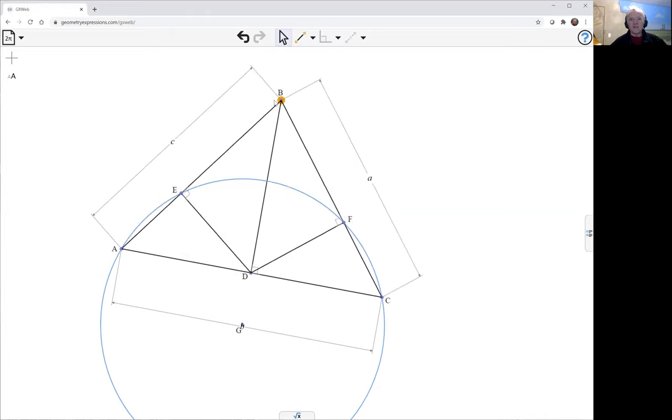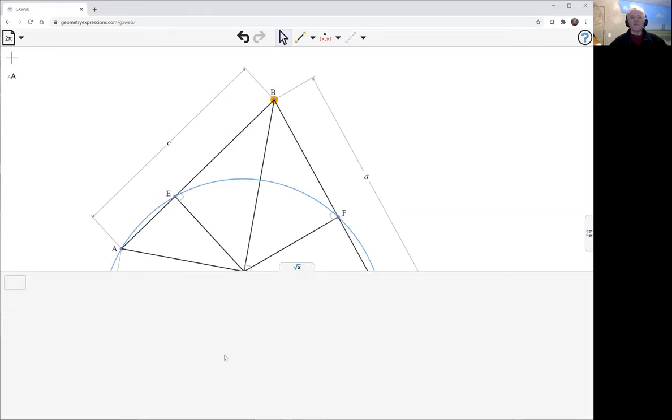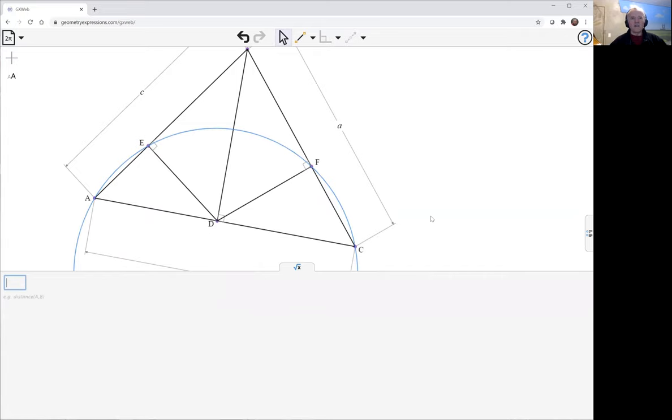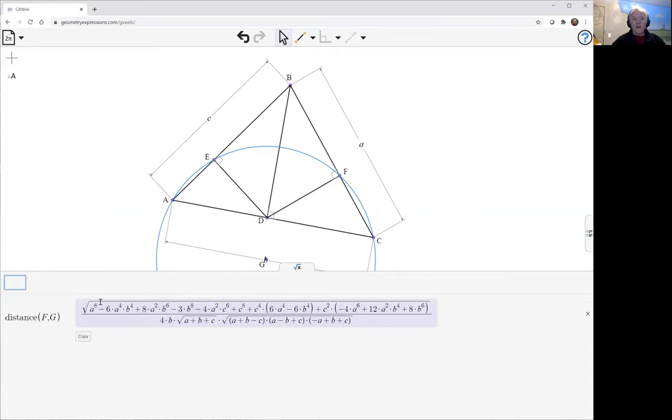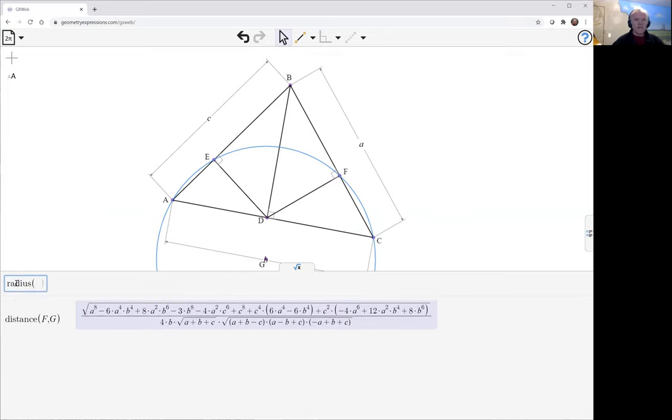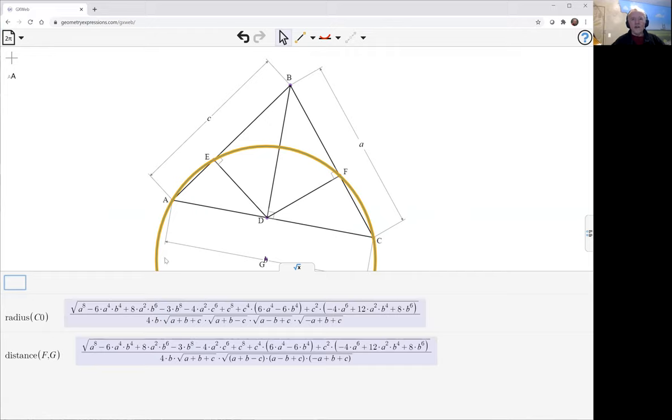That seems to be the case, but we can prove it once and for all by looking at the distance between F and the center of the circle. That's pretty heavy duty. Let's have a look at the radius of the circle. Also heavy duty, but you see, by inspection, you can see that they are, in fact, the same.